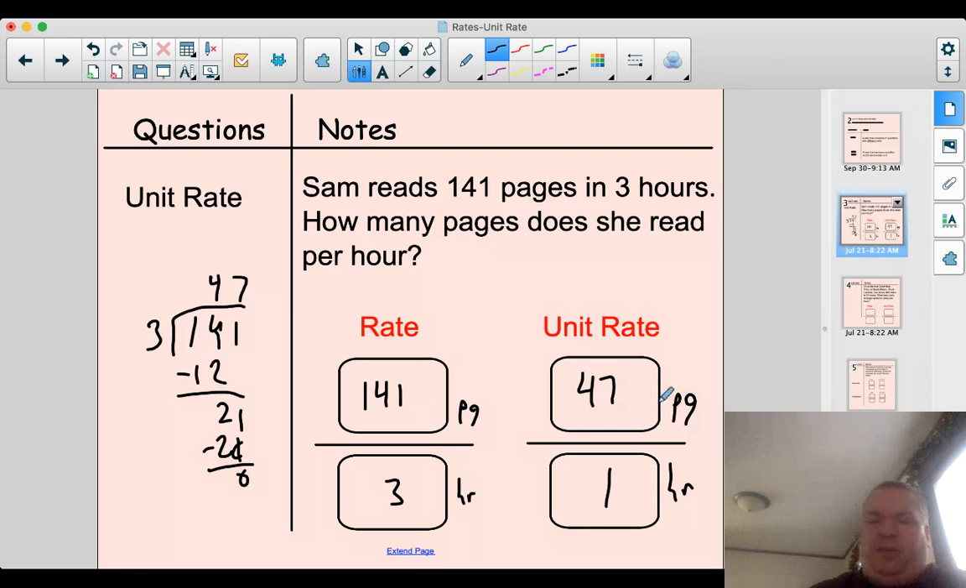Now that I have the 1 on the bottom, I don't need to say the 1 because it's just in 1 hour. I can say it's 47 pages per hour. Just like miles per gallon or dollars per pound, whatever it is, just say the top unit per the bottom unit. 47 pages per hour is how fast she's reading.